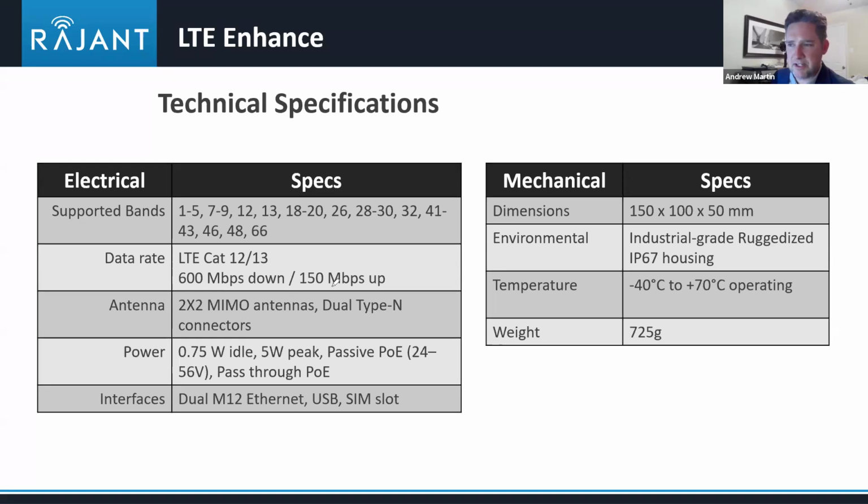But I guess, like I said earlier, that does depend on the LTE network setup, and some of the network setups will govern how much capacity you can put through any given client device. The antennas. So this is set up with two antennas as a 2x2 MIMO, and that's supported with two type N connectors on the side of the device.